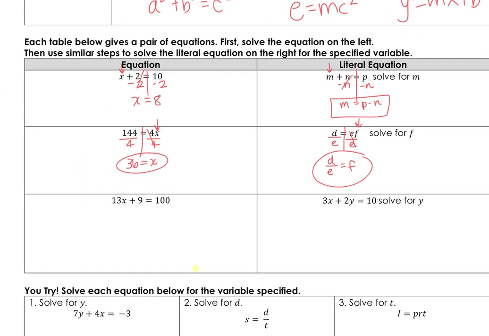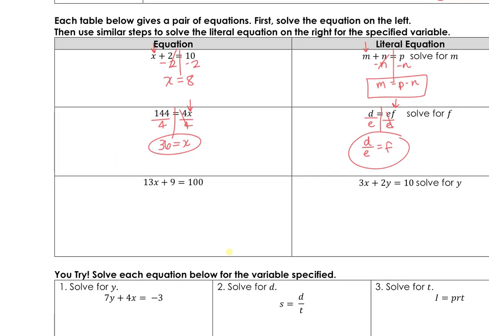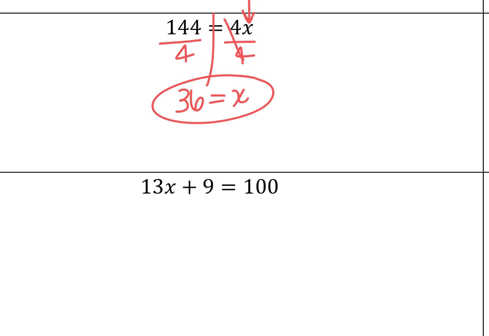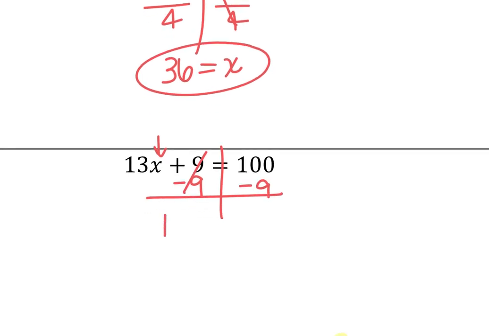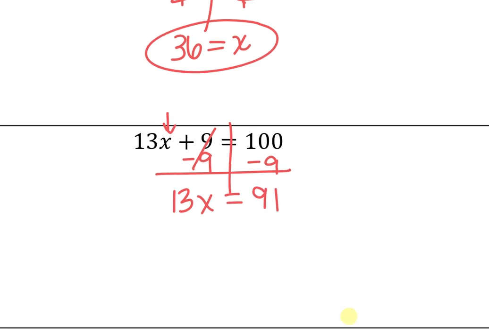All right, so two more where we're going to do a little side-by-side comparison, and then we'll just try some more. We have 13x plus 9 is equal to 100. So here's my x. X is being multiplied by 13, but then we're adding the 9. So what do we undo first? Good, so we always undo addition or subtraction first. So we undo the plus 9 with minus 9. So we have 13x is equal to 91.